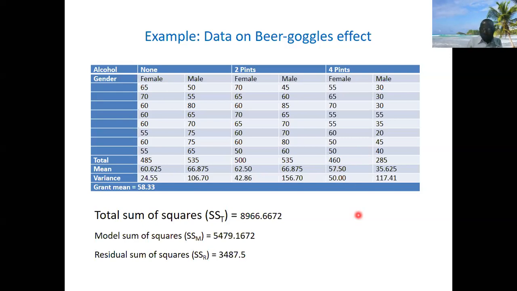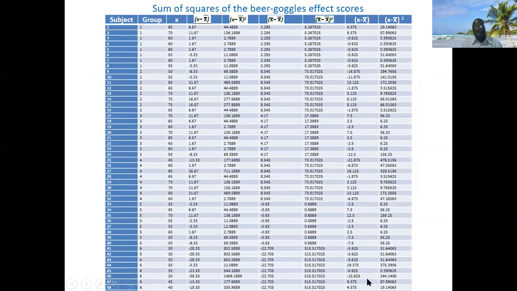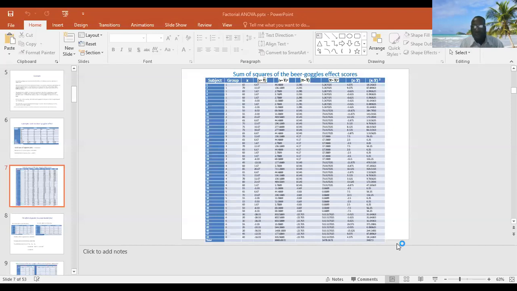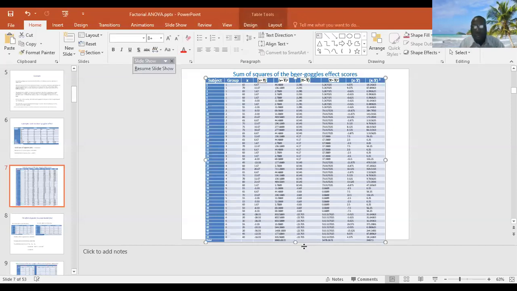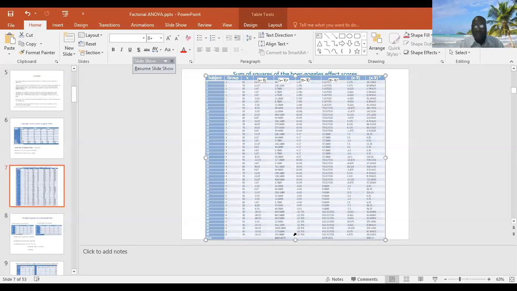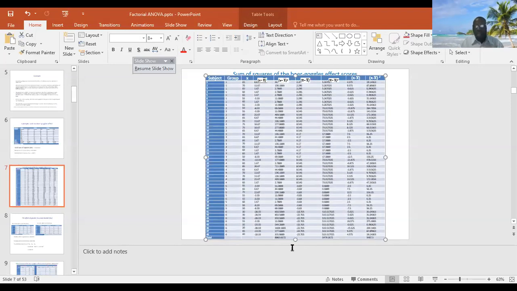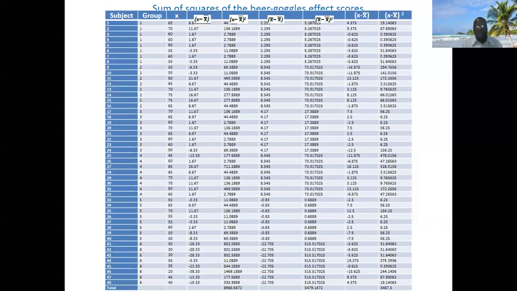Now, you remember what we did in our one-way ANOVA. It is the same thing. We calculate the sum of square. Sorry, I wanted to expand that thing. I want to move it up so that I can show. Yeah.